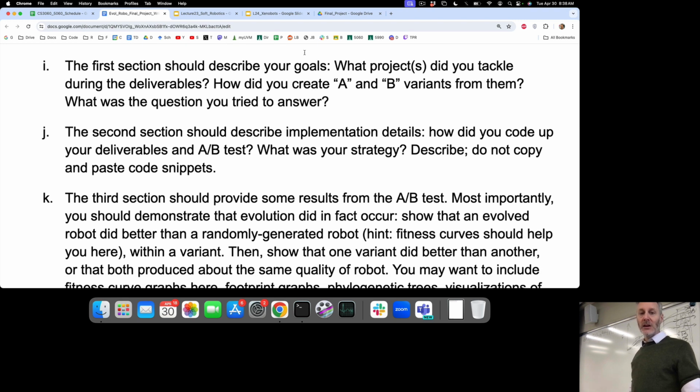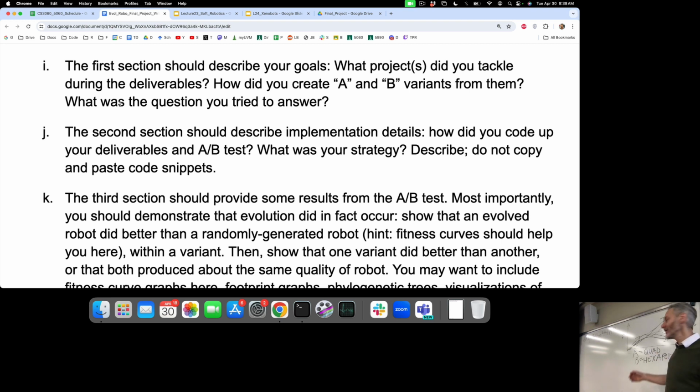First section should describe your goals. What projects did you tackle during the deliverables? How did you create A and B from that project? What was the question you tried to answer? In my cartoon example here, perhaps A was the quadruped that you have at the end of assignment 10, and maybe B was a hexapod, and I wanted to see which one my evolutionary algorithm could evolve a faster gait for. When we finish reading the first page of your report, it should be pretty clear to us what A and B is.